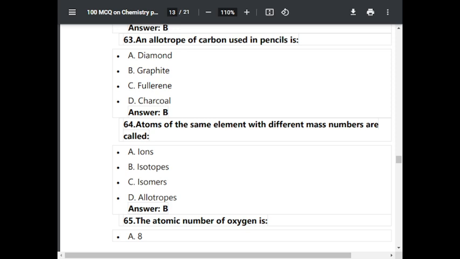Question number 64. Atom of same element with different mass number are called. Option A, ions. Option B, isotopes. Option C, isomers. Option D, allotropes. The correct answer is B, isotopes. Atom of same element with different mass number are called isotopes. B answer is correct.